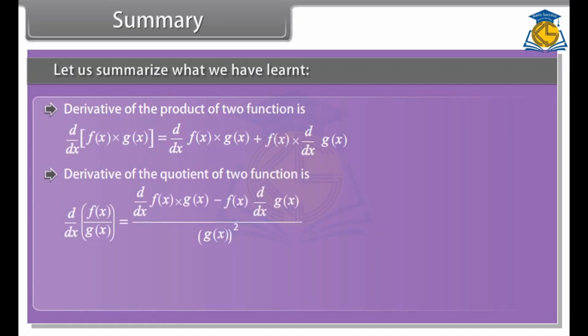Derivative of the quotient of two functions: d by dx of f(x) by g(x) is equal to g(x) into d by dx of f(x) minus f(x) into d by dx of g(x), divided by square of g(x). If f(x) is equal to xⁿ, then f dash of x is equal to n into xⁿ⁻¹, where n can be any real number.